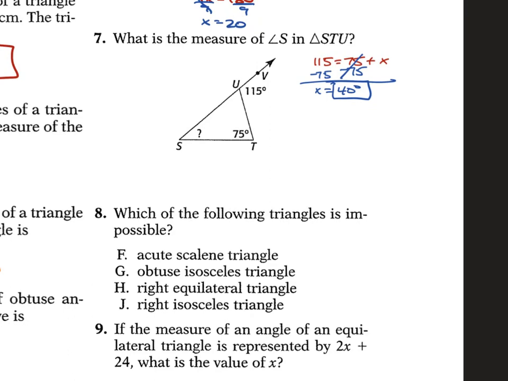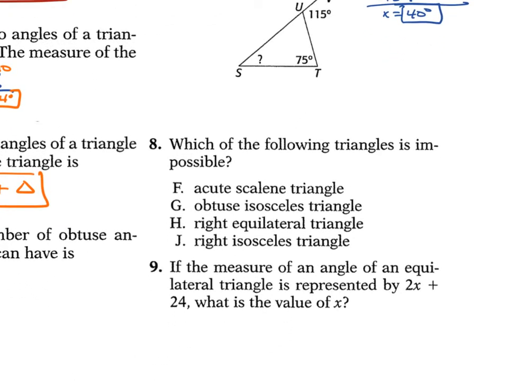For 8, it says, which of the following triangles is impossible? An acute scalene triangle, an obtuse isosceles triangle, a right equilateral triangle. That's false. You cannot have a right equilateral triangle.